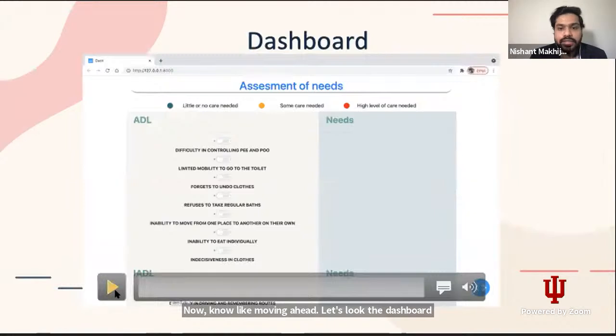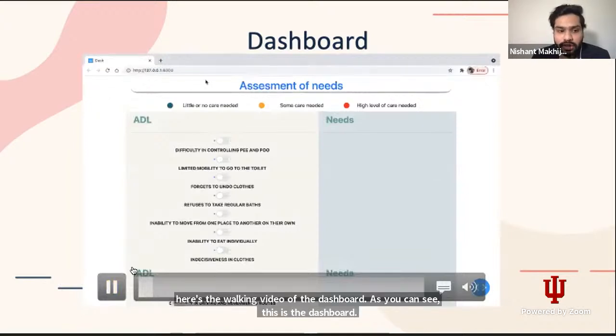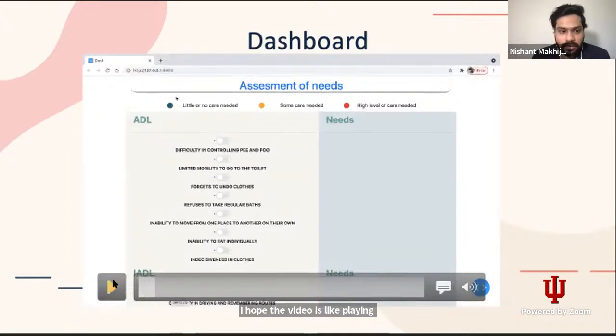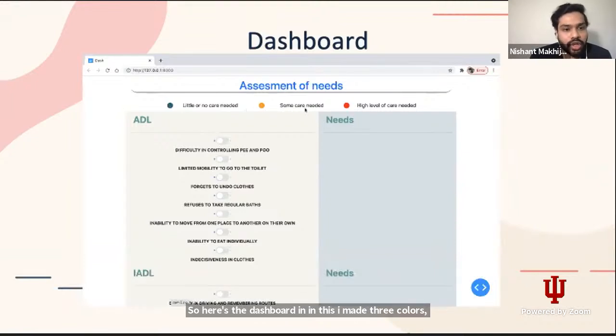Now, here is the working video of the dashboard. As you can see, this is the dashboard. I hope the video is playing. Yeah, so here's the dashboard. In this, I made 3 colors: green, orange, and red. Green denotes little or no care, orange denotes some care needed, and red, a high level of care needed.